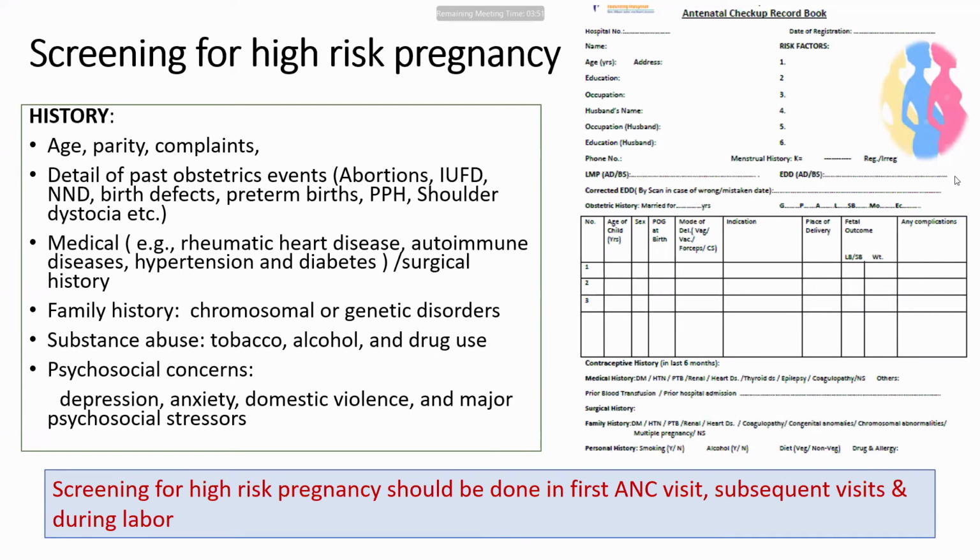So we jot down what the previous obstetric events were: abortion or intrauterine fetal death, neonatal death, any birth defect, any preterm delivery, postpartum hemorrhage, shoulder dystocia, abruptio. Everything we have to document, because there is a tendency of recurrence. Similarly, if she has any medical disorder like rheumatic heart disease, autoimmune disorder, hypertensive disorder, or diabetes, we have to optimize before she embarks on the pregnancy. So that is important. And surgical history, so we take detail.